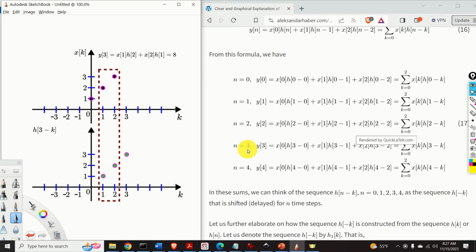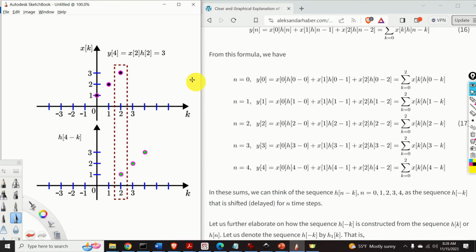The pattern is the same for n is equal to 3. Over here we shifted the sequence h of minus k for 3 time steps to obtain this sequence. Then we only multiply the terms that are inside of the dashed rectangle. We add the terms together, that is, we multiply this term by this term, this term by this term. We add the results together, and here is the result.